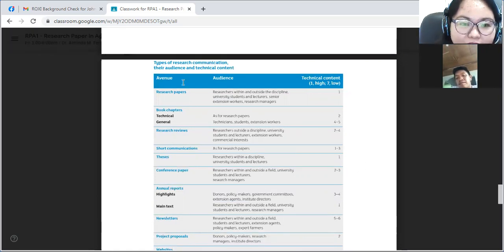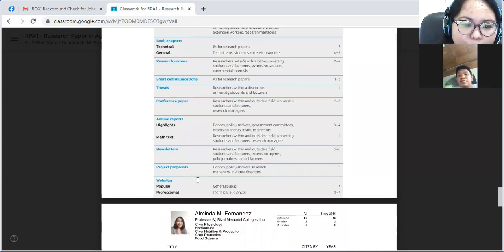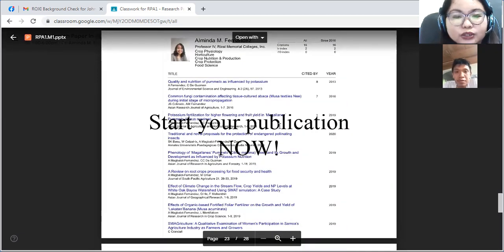So here are the types of research communication and their audience and technical content. The research papers are for the researchers, the books and technical are for general, students, academicians, and so on. And short communication, like for websites, is for general projects. And project proposals, of course, are for funding agencies. And newsletter is for everyone, including the extensionists and farmers. Okay. So you should start your own publication now.